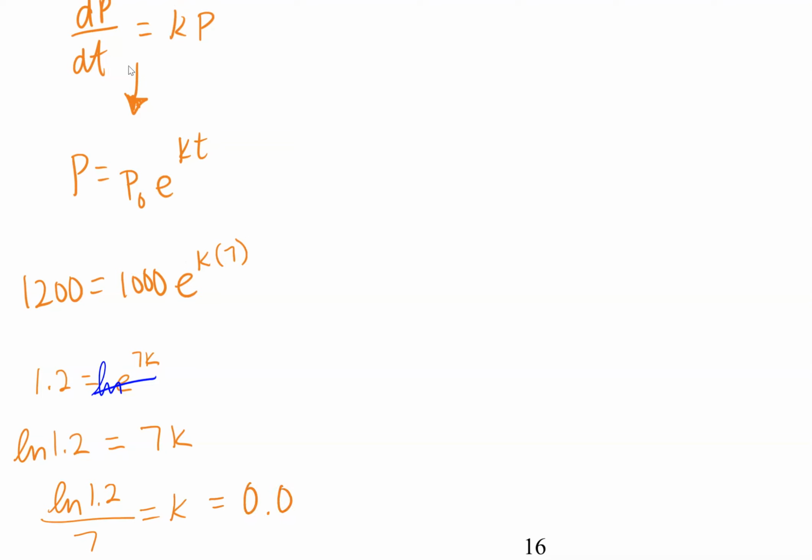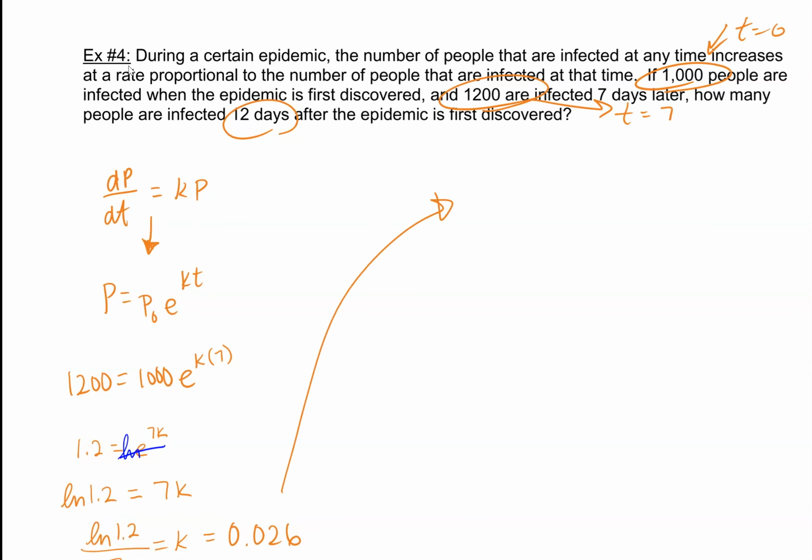So that's 0.026. And then I must find how many people 12 days after it's discovered. Okay, so P of t, right, I'm just making a function with respect to t of how many people are infected. P naught e to the kt. So P of 12 is going to be, it originally had 1,000, e to the 0.026, our k. Notice it's positive. Times our time of 12 days. This is in terms of days.